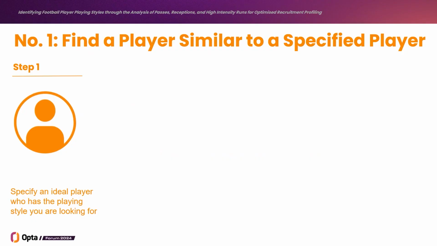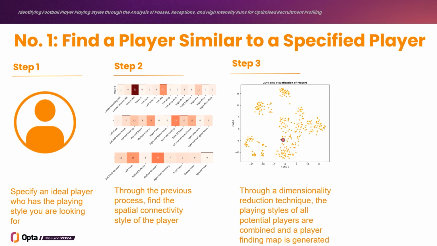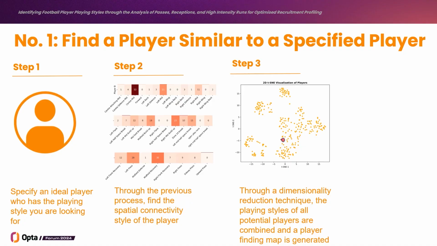So in the first way, let's say you specify an ideal player, I don't know, Mbappe, Ronaldo, someone, and then you find the patterns of that player in your data set. After you find the pattern, you have to map that player into this 2D map, which I call a player similarity map. This player similarity map can be built using some dimensionality reduction method. But you can think of it as a 2D map where every point corresponds to a player in your data set, and the distance between the points is a measure of their similarity. So the closer the points are together, the more similar they are.